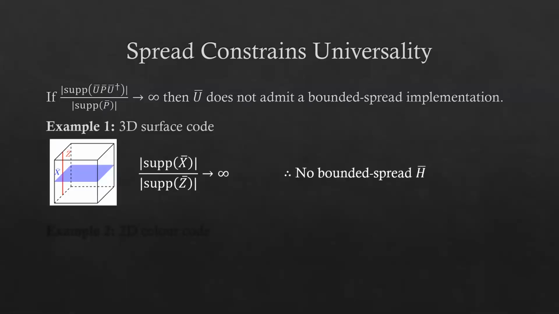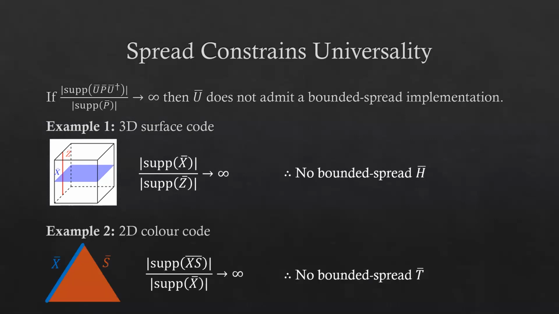As an example, let's look at the three-dimensional surface code. The three-dimensional surface code has a logical X operator supported on a plane and a logical Z operator supported on a line. This means that the ratio of the support sizes of logical X and logical Z scales with the code distance, this linear extent of the code, which goes to infinity naturally as the code distance increases. This implies that we can't have a bounded spread Hadamard operator, since the Hadamard operator would need to map logical Z to logical X, which we can see would involve spreading this logical Z line out to a whole logical X plane. The fact that we can't realize a logical Hadamard on the 3D surface code, in fact, turns out to be what precludes a universal set of bounded spread gates on such a code, since we can, in fact, realize a non-Clifford gate, such as the control-control-Z gate.